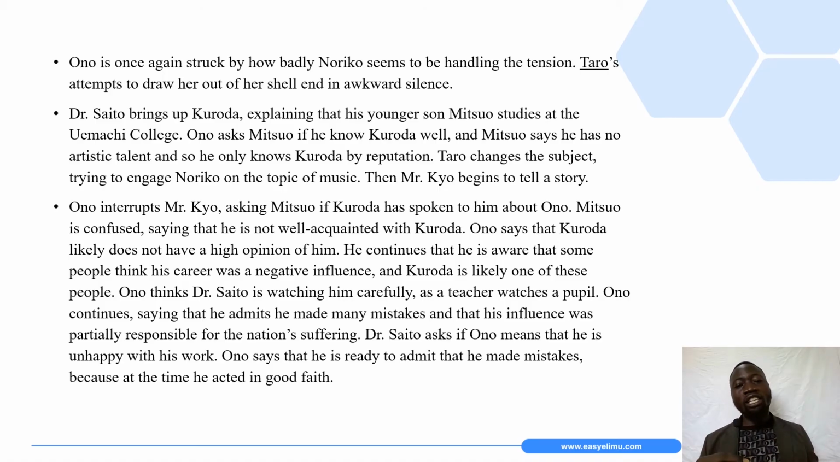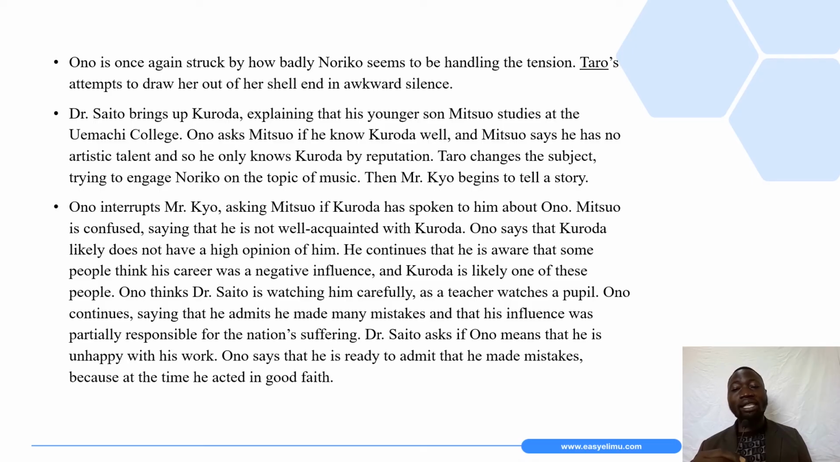So Dr. Saito brings up Kuroda, explaining that his younger son, Mitsuo, studies at the Uemachi College. So Ono asks Mitsuo if he knows Kuroda well, and Mitsuo says he has no artistic talent, and so he only knows Kuroda by reputation, meaning that he doesn't converse with professors of art. So Taro changes the subject, trying to engage Noriko on the topic of music.